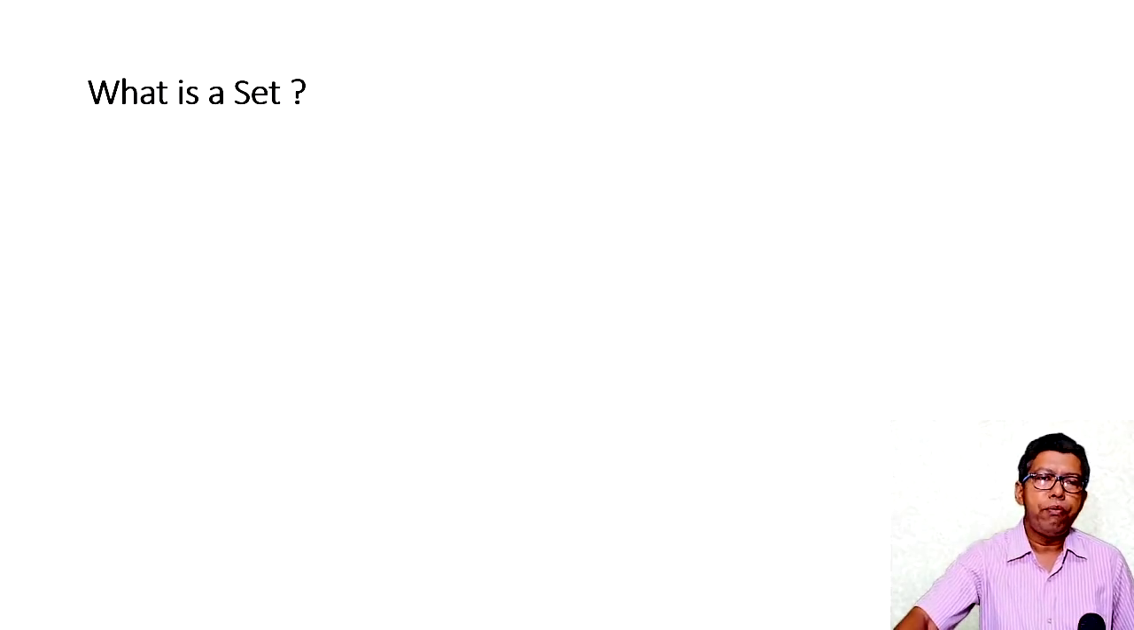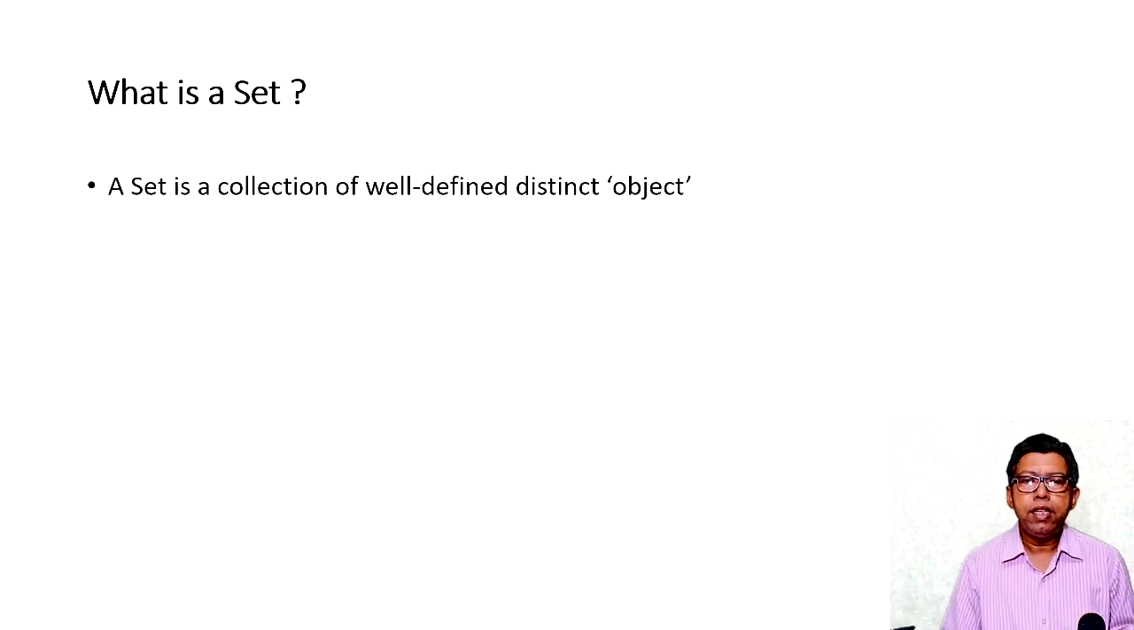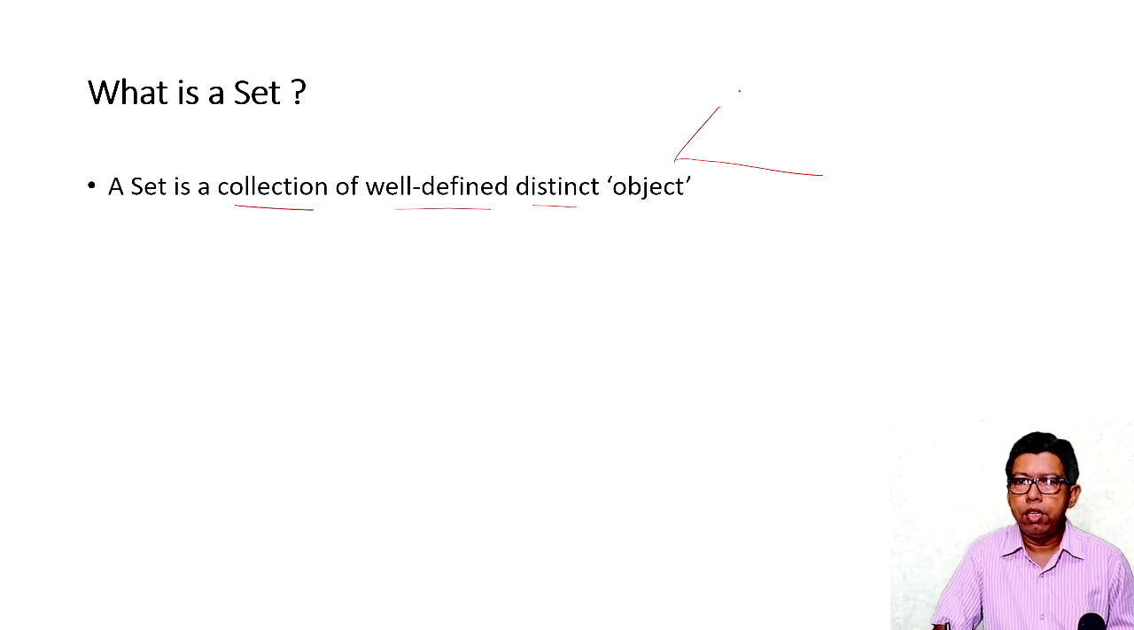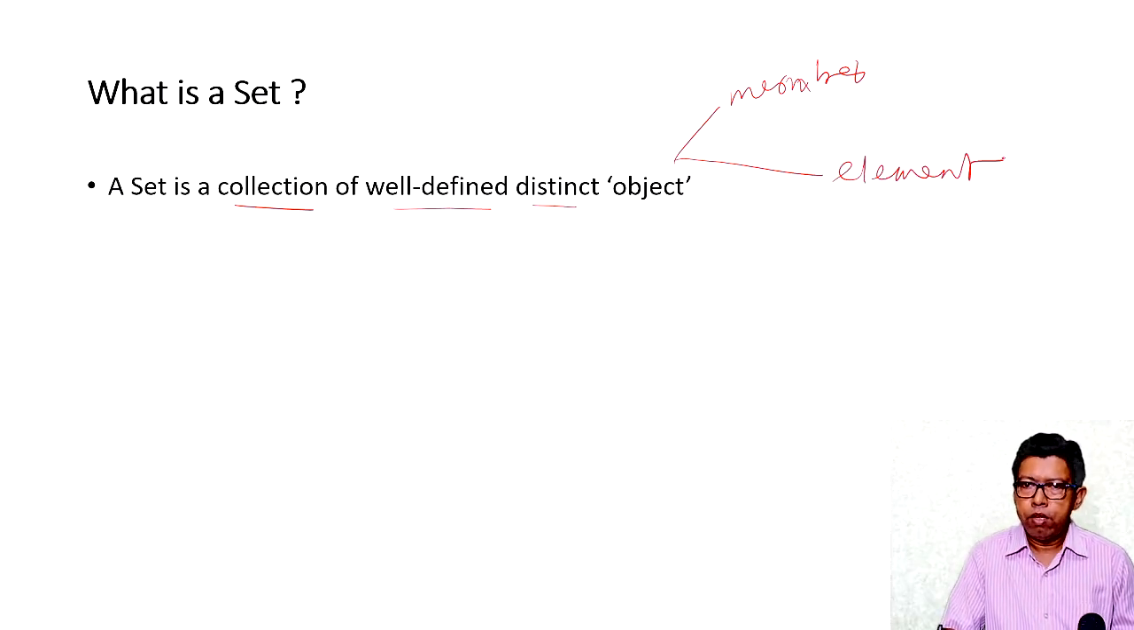Now in the definition you will find this: a set is a collection of well-defined distinct objects. So three terms are actually used: one is collection, next is well-defined, and next is distinct objects. This object may be termed in set theory in two ways: one is a member of the set, and another is an element of the set. Now what is a collection? A collection is nothing but a gathering of some objects, members or elements.